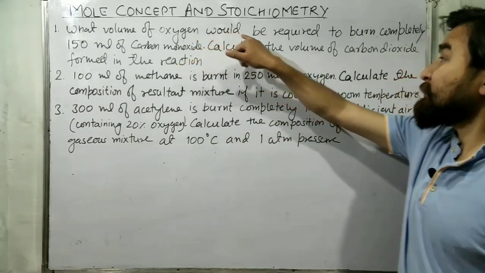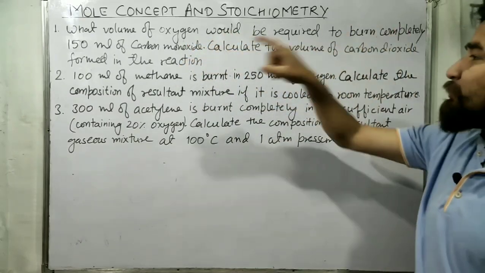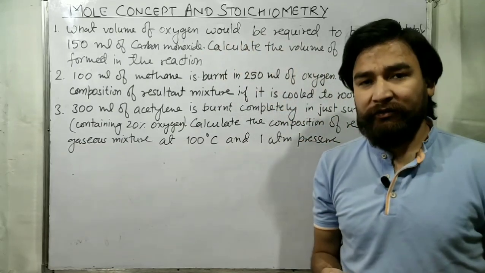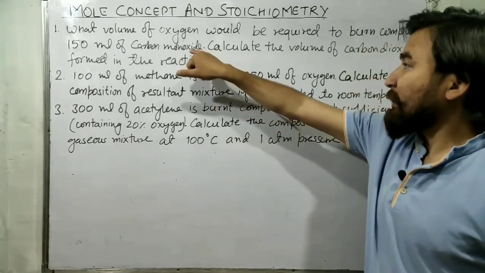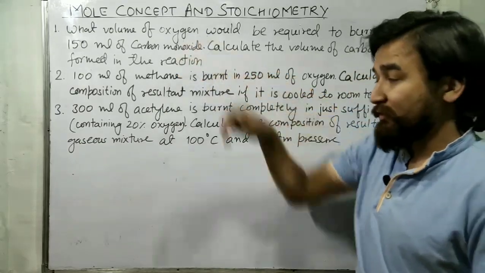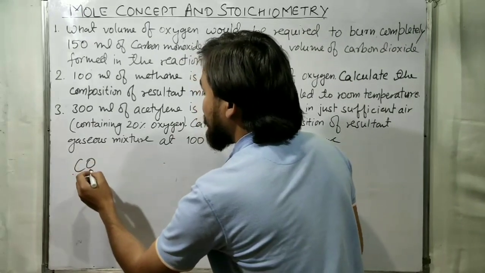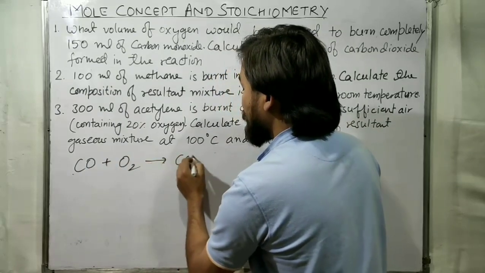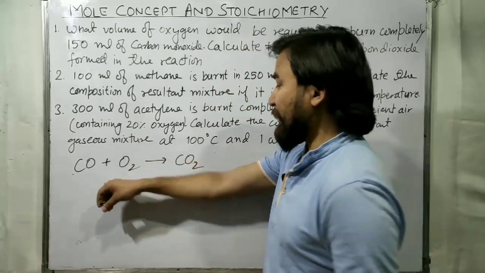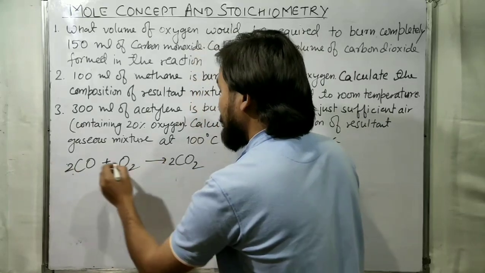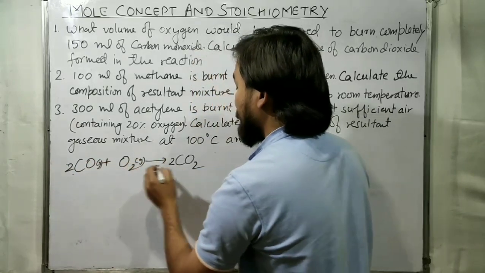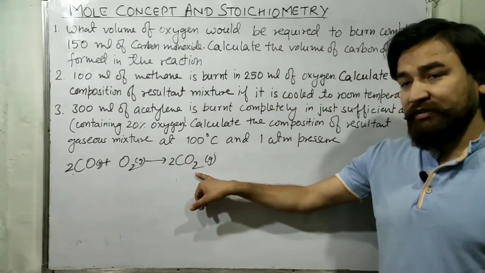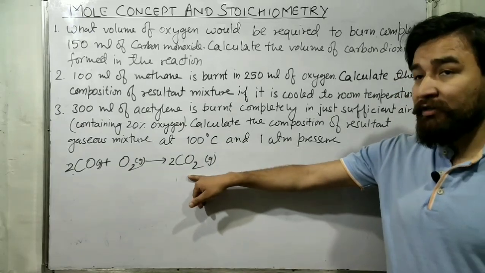What volume of oxygen would be required to burn completely 150 ml of carbon monoxide? Calculate the volume of carbon dioxide formed in the reaction. So what is the reaction? Carbon monoxide is being burned with oxygen, so carbon dioxide is being formed from the carbon monoxide and oxygen. So this is the chemical equation. We have to balance it. It is a gas, you know that carbon monoxide is a gas, oxygen is a gas and carbon dioxide is a gas. All of these substances are gases. So we have got the chemical equation.